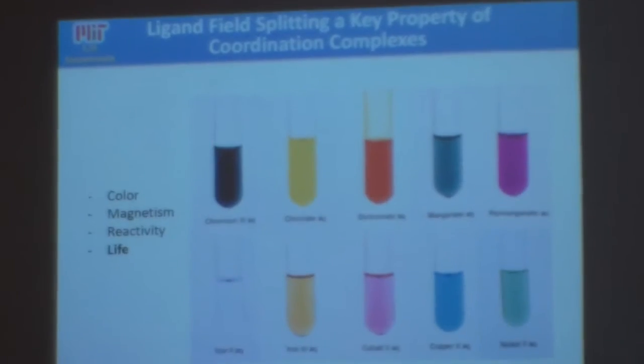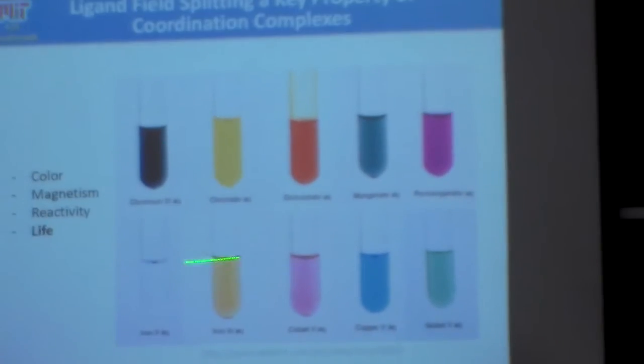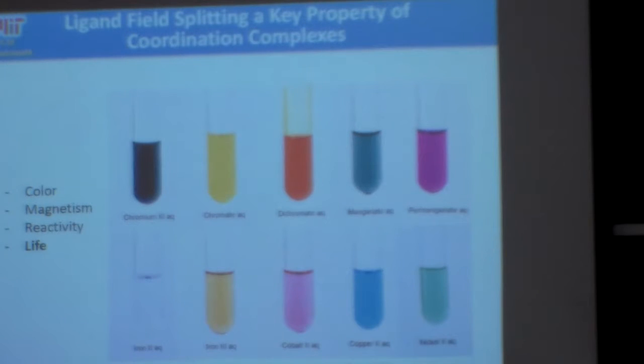Okay, so the key reason we're learning all about this is that really the ligand field splitting of a transition metal defines so many properties of how that metal center actually gives rise to reactivity. So it defines everything from the color, right? I mean, take a look at this. Based upon different metal ions in a variety of different oxidation states, you can get a whole range of different colors.